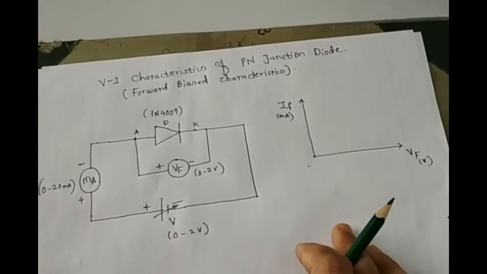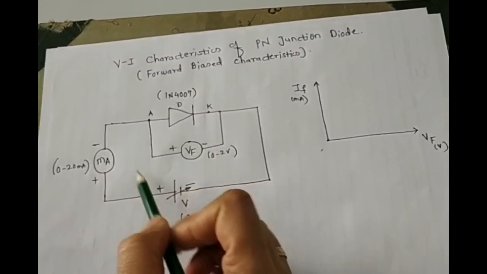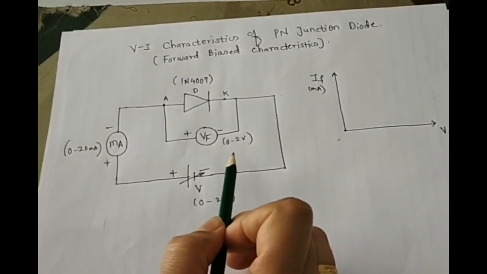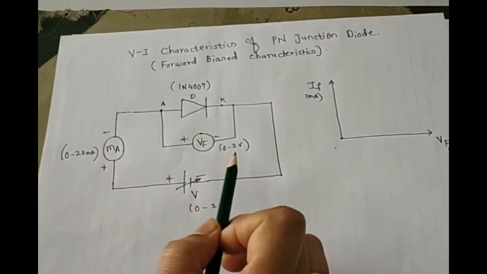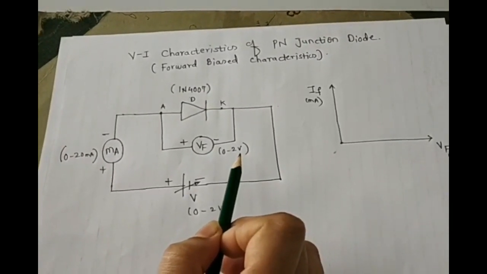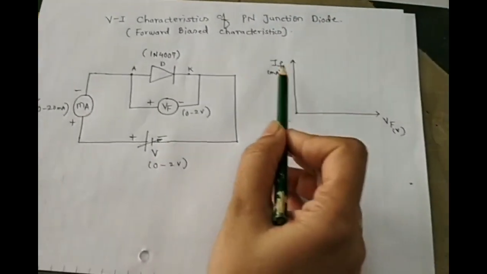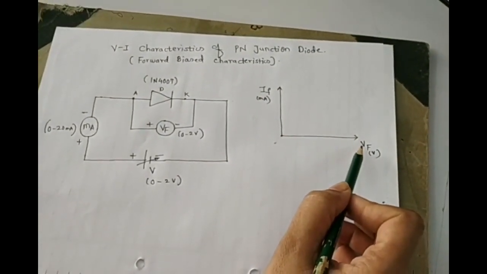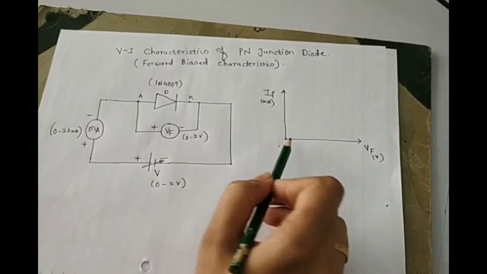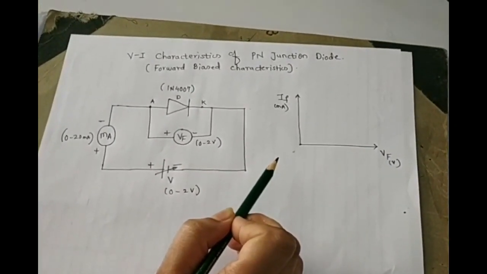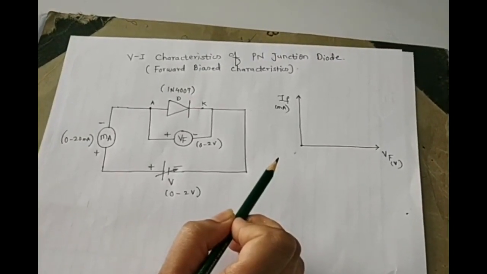So here is the circuit diagram of VI characteristics of diode in forward bias condition. Now what do we mean by VI? V stands for voltage and I stands for current. So this is going to be a forward voltage versus forward current characteristic. What are the different components needed for this circuit to perform this forward bias characteristic?